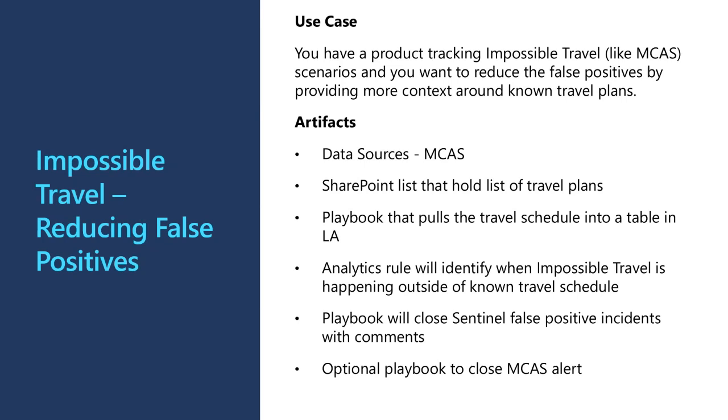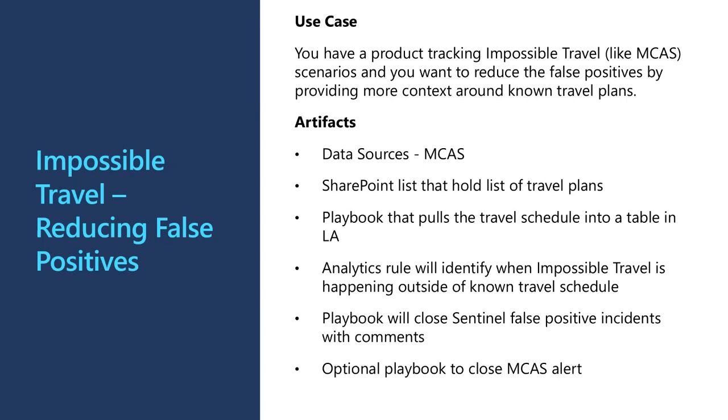Like if you have a database that has a list of approved travel plans, then you'll be able to point to that. We're going to create a playbook that will pull that travel schedule into a table in Log Analytics. And then we're going to create a rule that will look for those impossible travel alerts that are being triggered by MCAS and compare them to our known travel schedule.